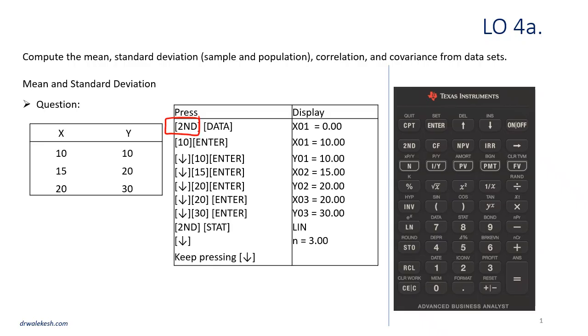We would press second function, then data. This is second function here, and we have data because data is a secondary function, so we need to press second function. To make this easy for us, let us name this x01, this is y01, x02, y02, x03, y03. So we will press 10, which is x01, then enter. Enter is here.